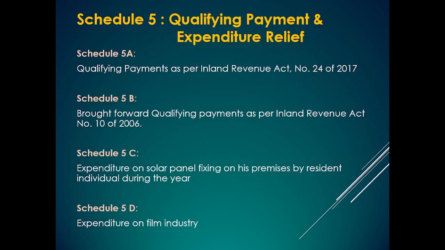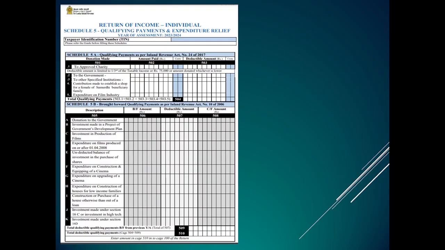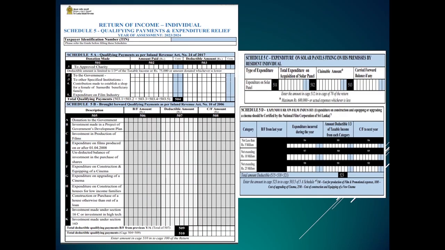The other deductions from assessable income are in Schedule 5. There are 4 parts such as Schedule 5A, Schedule 5B, Schedule 5C and Schedule 5D. You must complete the applicable schedule to obtain the relevant deduction in Part B of the return. This is Schedule 5 of the income tax return.